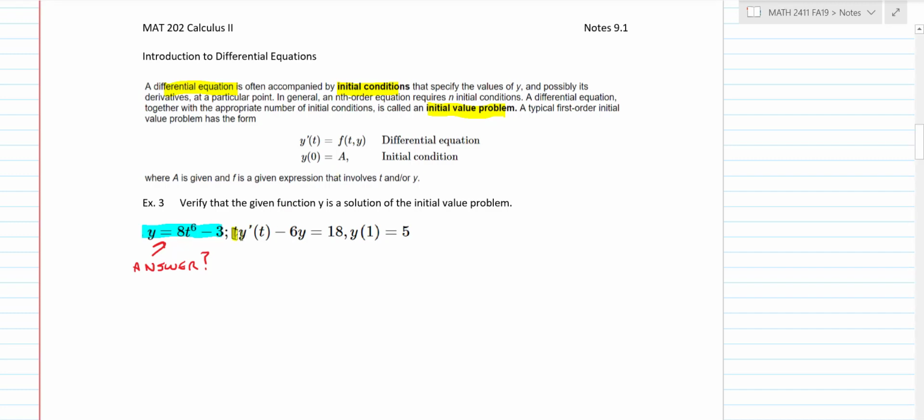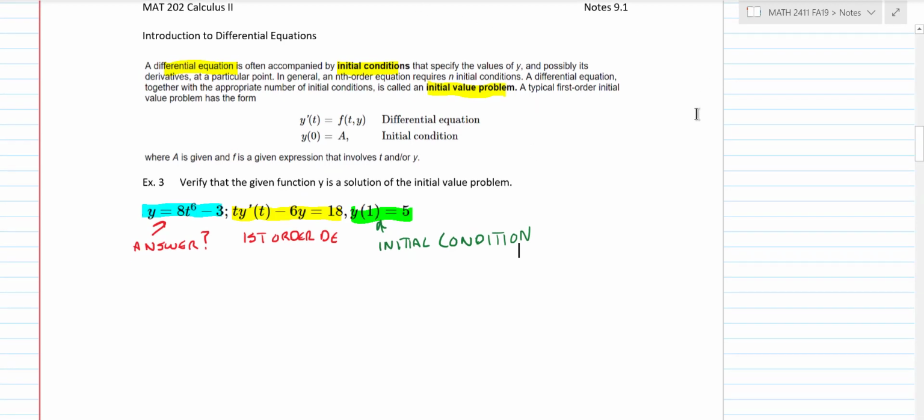And then this part right here, that's your differential equation. And that's a first order differential equation. And then this part right here is the initial condition. Okay, and what that initial condition allows us to do is generally find the value of the arbitrary constant c. So once we start solving specific types of differential equations, that's one of the things we'll use that for.